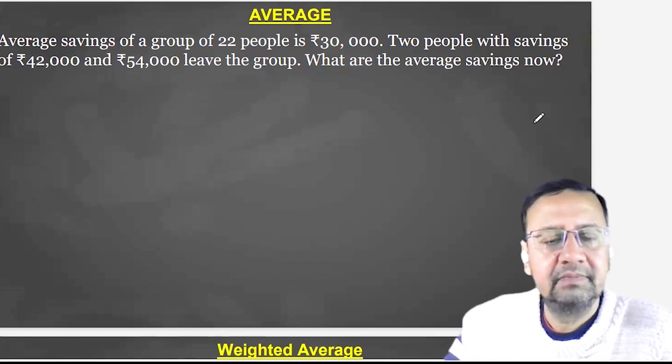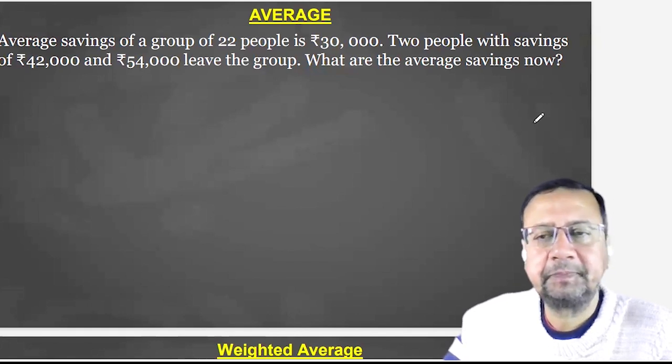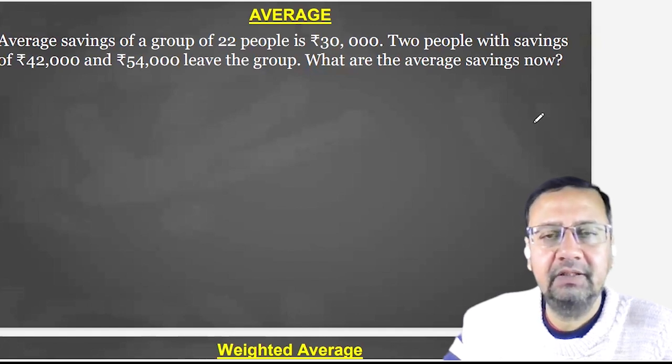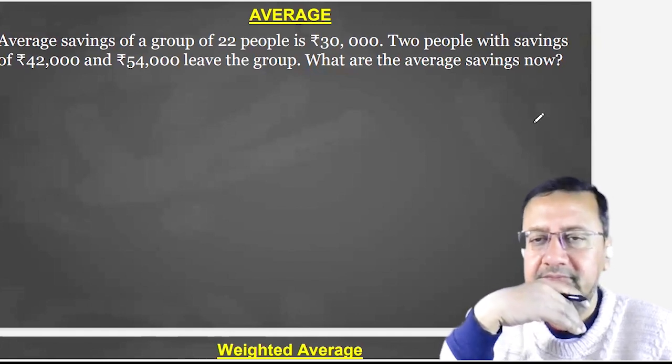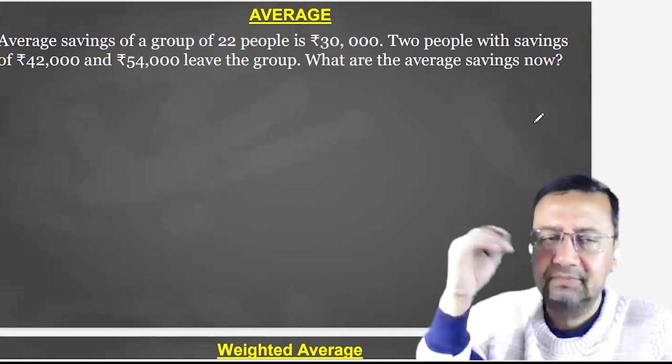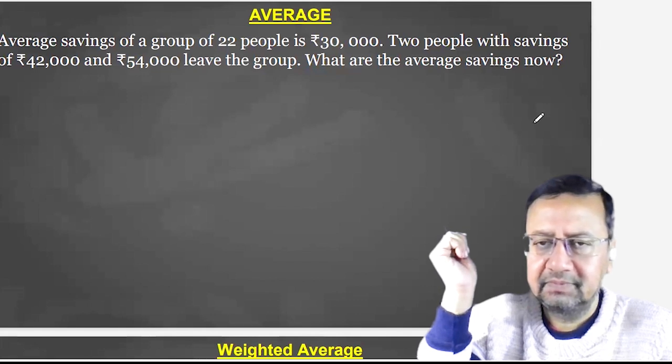Good evening, sir. So, what is the answer for this? Sir, 28,200. Okay, and how are you getting this? Sir, I have done 42,000 minus 30,000, that is 12,000, plus 54,000 minus 30,000, that is 24. So total 36. Then I have divided by 20 people, is 1,800.